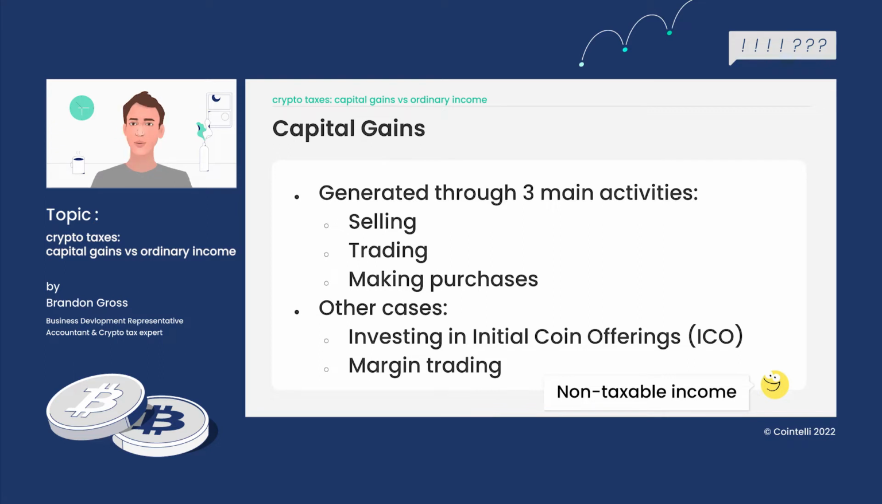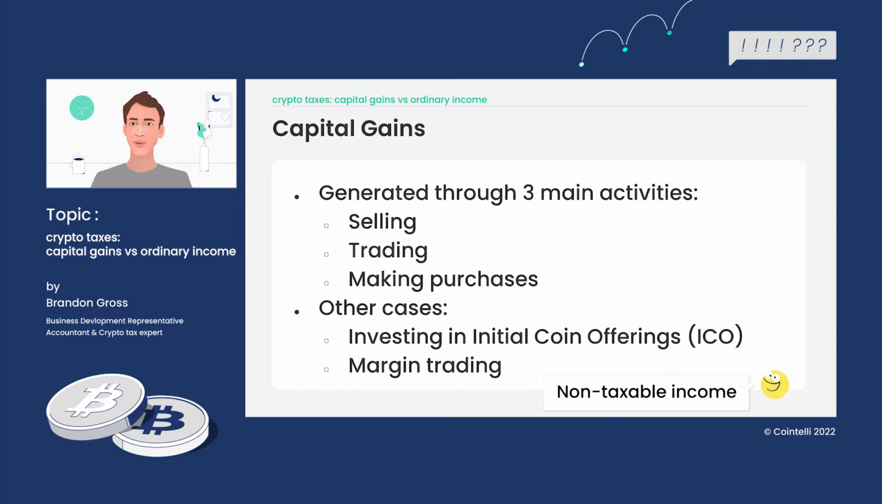There's also trading, where you trade one coin for another coin. Making purchases, like if you use your crypto to buy goods or services. And there are other less common cases, like investing in an initial coin offering, or ICO, which is just like an initial public offering in the stock market, but with crypto, and also margin trading. Those are the main forms of generating capital gains, and a lot of the main transactions that we'll see in people's reports.